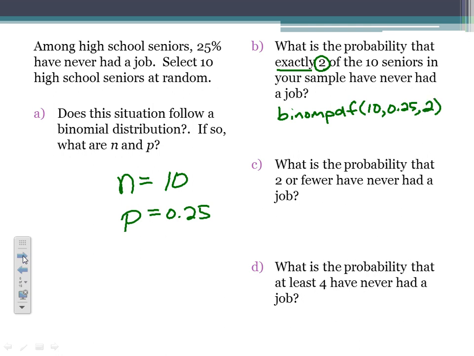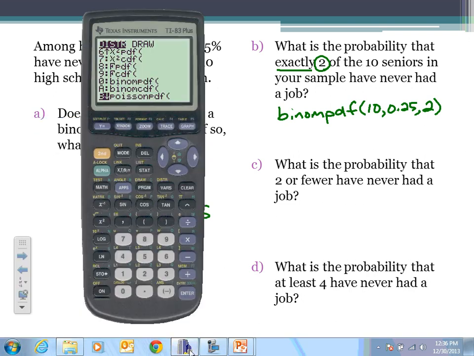If we pull up our graphing calculator, let's see what this probability comes out to be. We're going to choose the binomial PDF. We're going to input our command here, so 10, 0.25, and 2. So our probability here comes out to be approximately 28%. Okay? Let's move on to letter C.